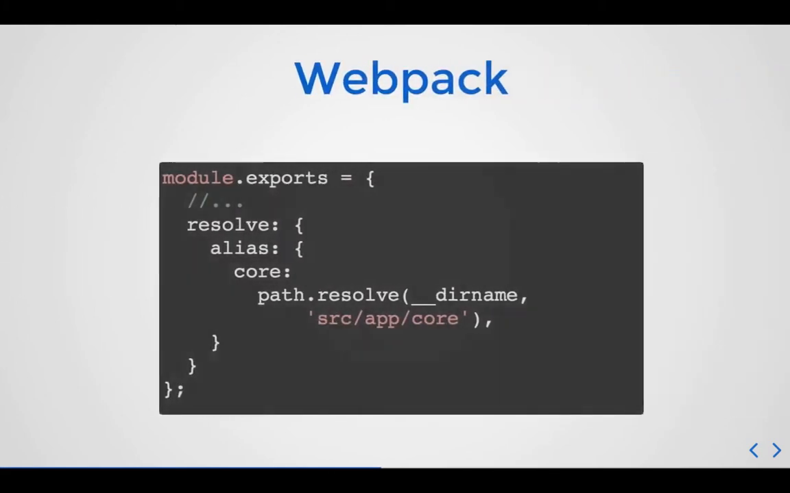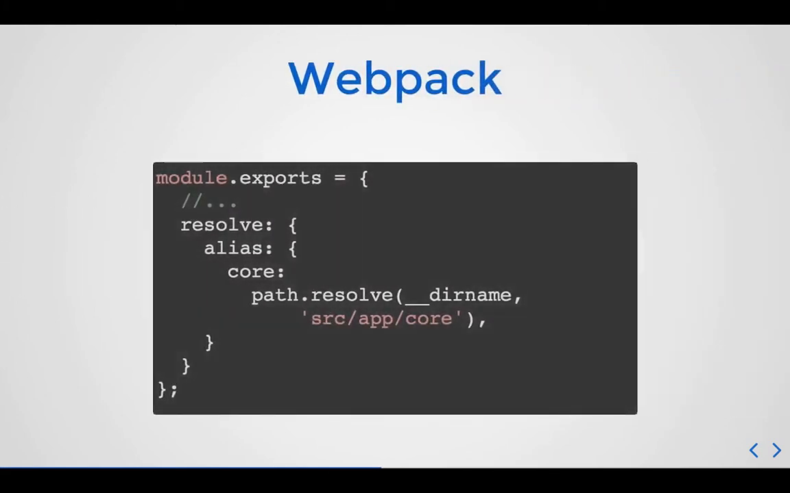So basically, if you're working with Webpack, you can create an alias, and you say that whenever I write core, I want it to go to source app core. And this is in resolve alias. The title is a link to the documentation on how to do this.